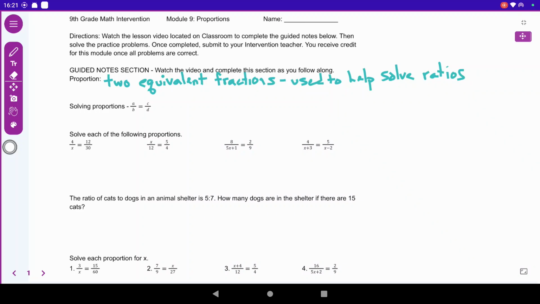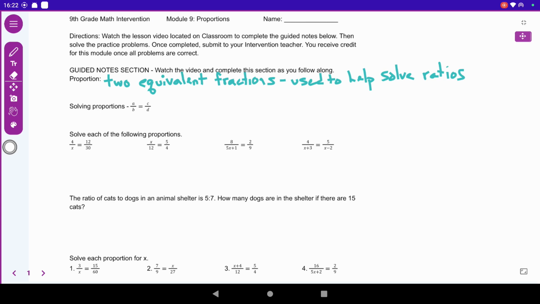Good day, everyone. Today we are talking about Module 9 for those of you just starting on this module. Again, you're going to watch this video, complete the guided notes section as I go through the video, and then when I finish the video, you're going to complete the rest of the worksheet and turn it into your intervention teacher.